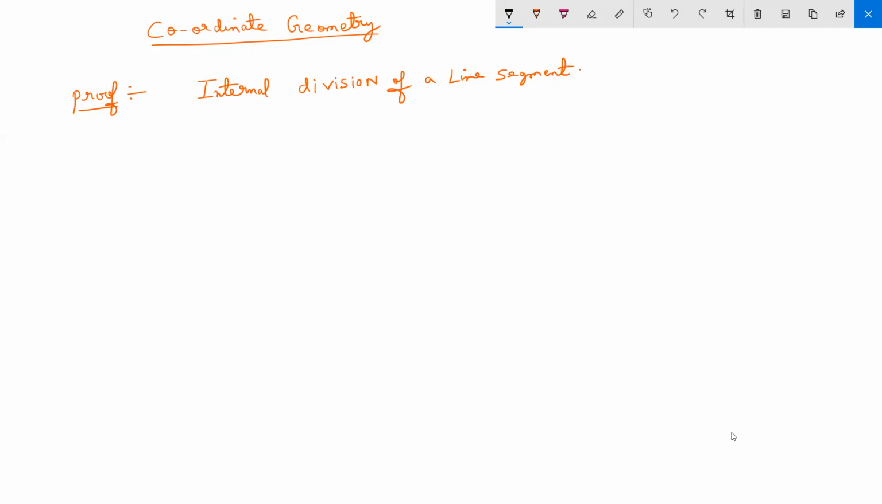Now consider this is a line segment. A and B are the two endpoints. Now consider the length of the line segment is denoted as small l. Now P is a point which divides the line segment internally.